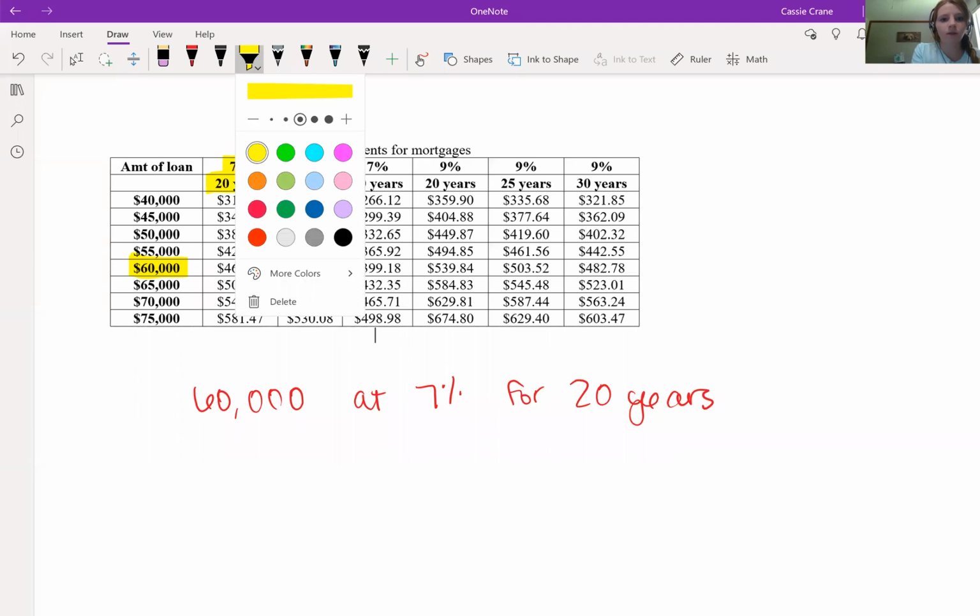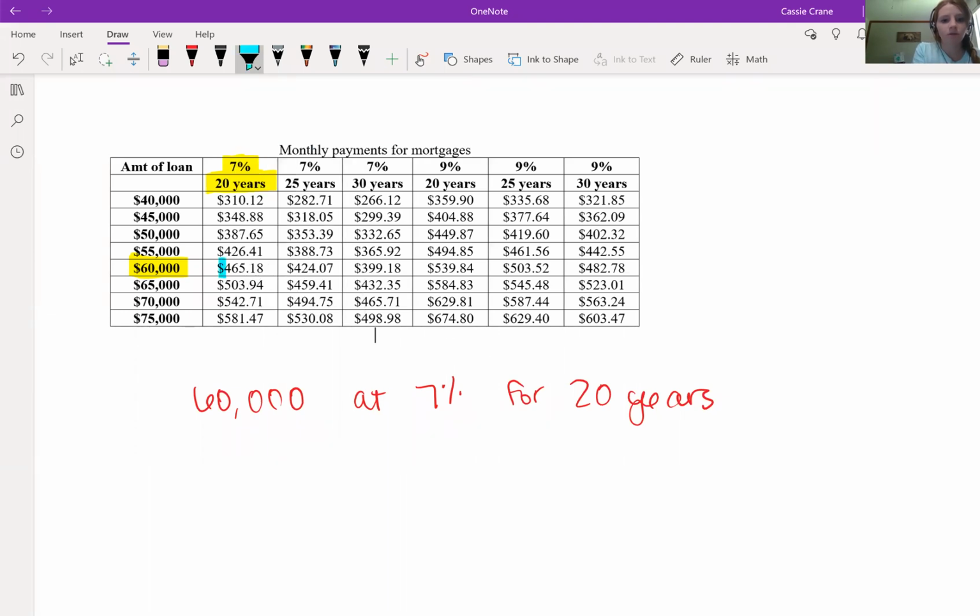So our monthly payment for this one would be here, $465.18 per month. That's his monthly payment. Okay, the total, what was the next? Yeah, the total amount paid.